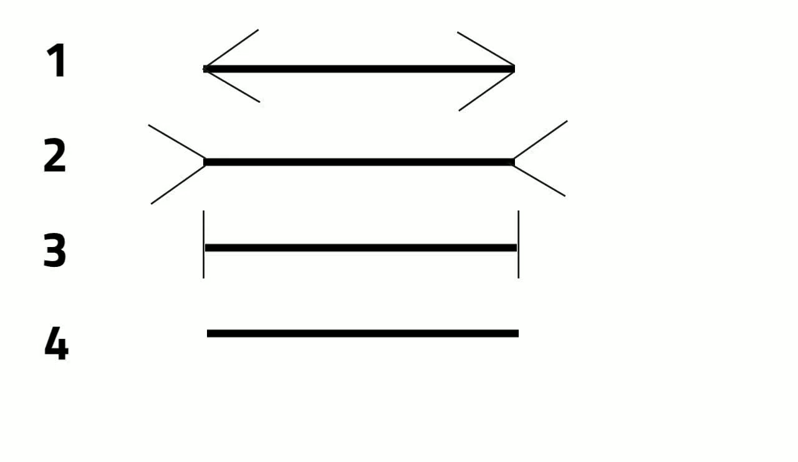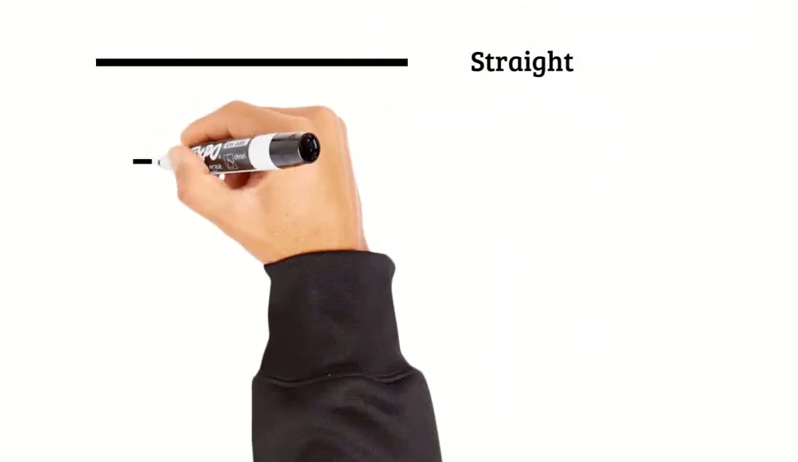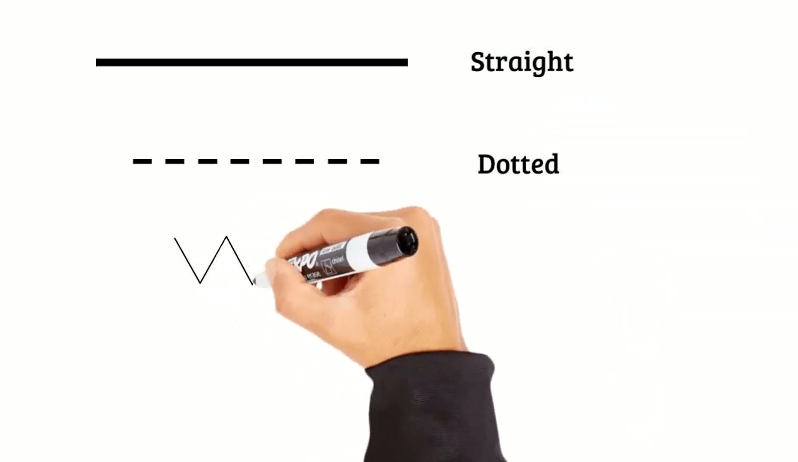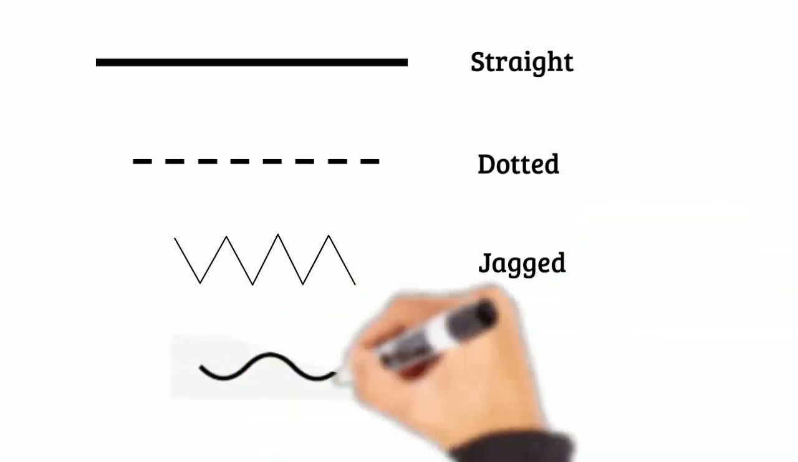travel. On the other hand, in lines 2 and 4, the eyes are encouraged to continue moving, creating the illusion of elongation. In conclusion, through the strategic use of lines, you can look taller or shorter. Lines can primarily be divided into 4 types: straight lines, dotted or broken lines, zigzag lines, and the curved lines.